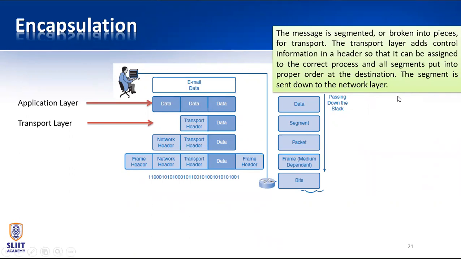So what it says, the message is segmented or broken into pieces for transport. The transport layer adds control information in a header so that it can be assigned to the correct process and all segments put into proper order at the destination. The segment is sent down to the network layer. Now, the transport layer will look at whether it can transport the data portion that it has received. For example, if the data portion is too large to send via the transport header, it will be further divided into segments, right?